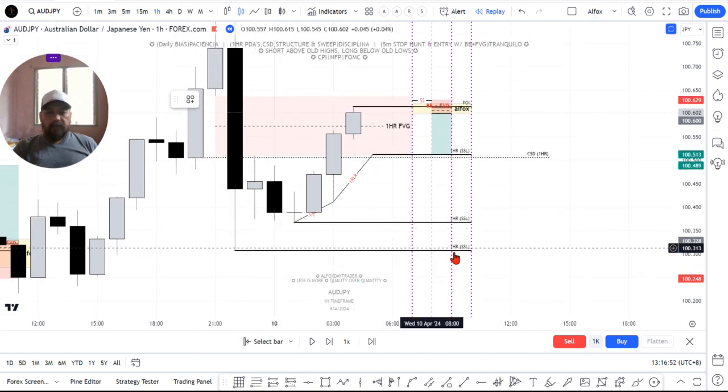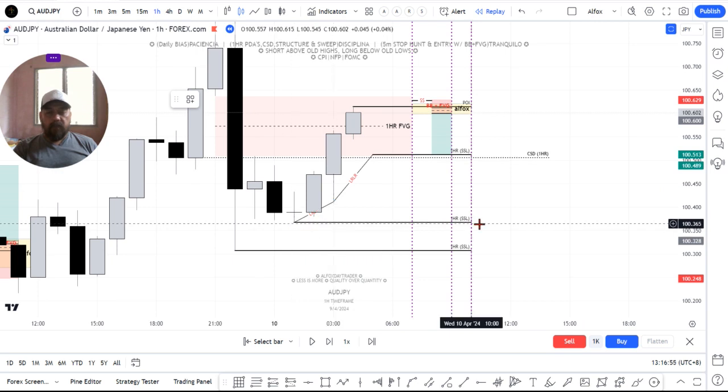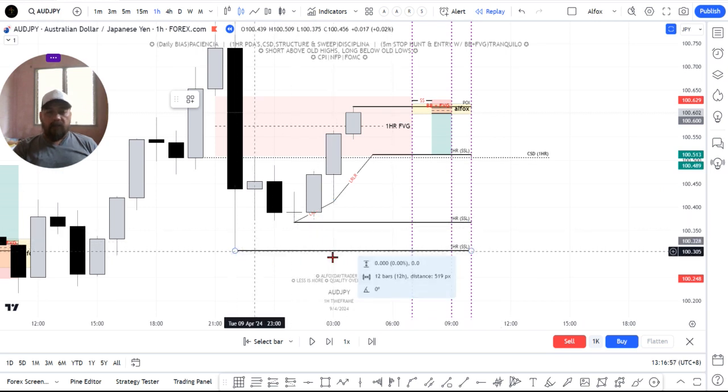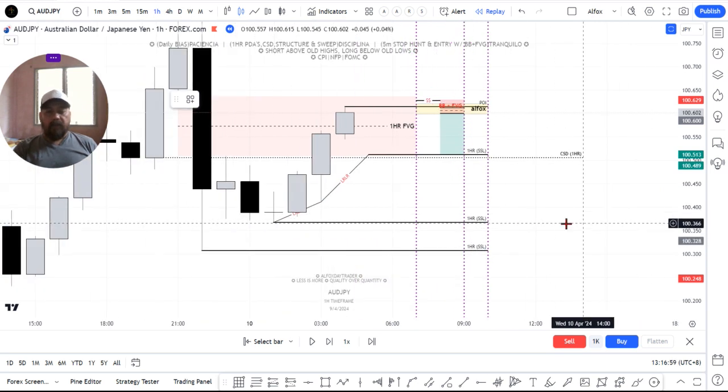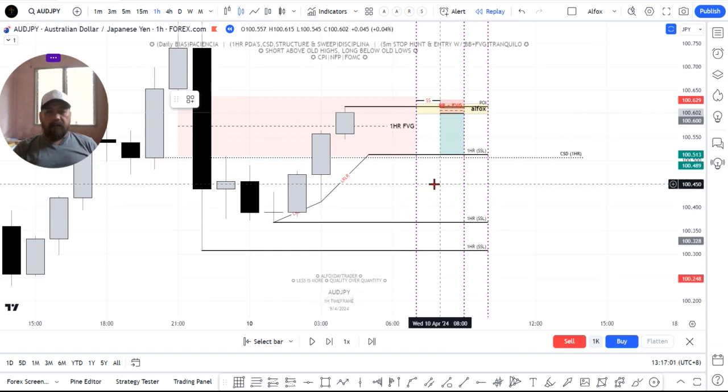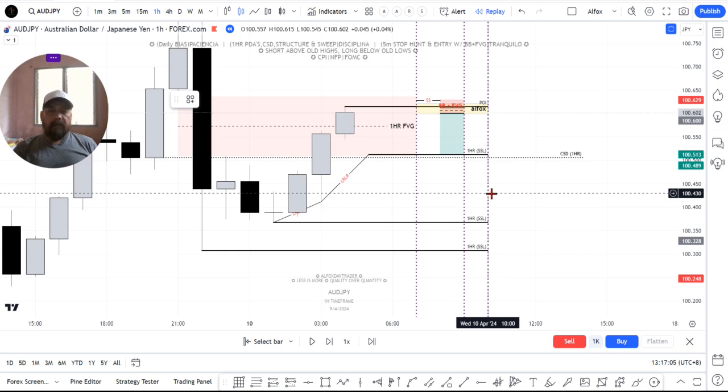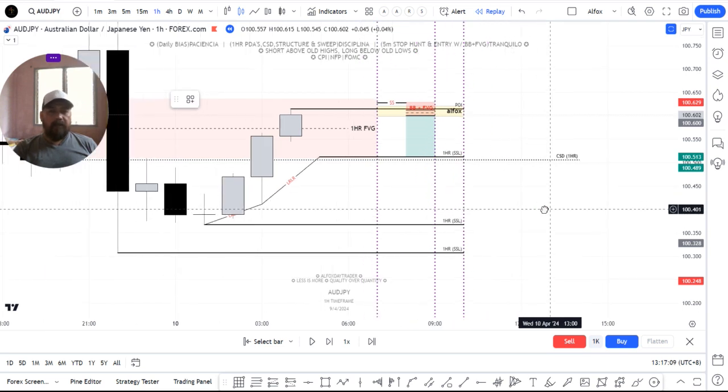This is a swing low. This is another swing low. So I mark this as our 1 hour sell side liquidity. Then I also mark my trading zone at the same time, 7:30 to 10:30 a.m., and 9 a.m. as our middle line.